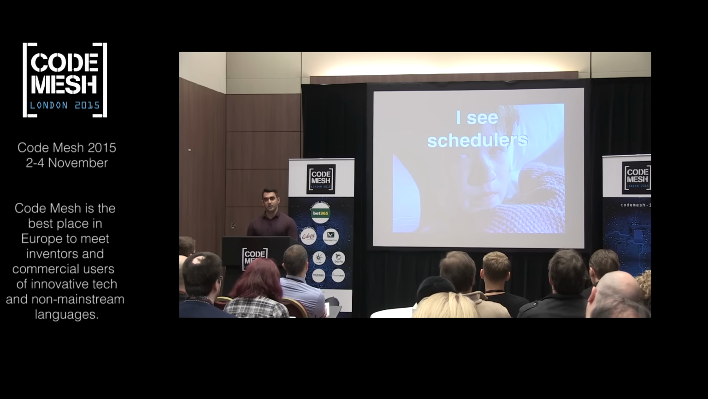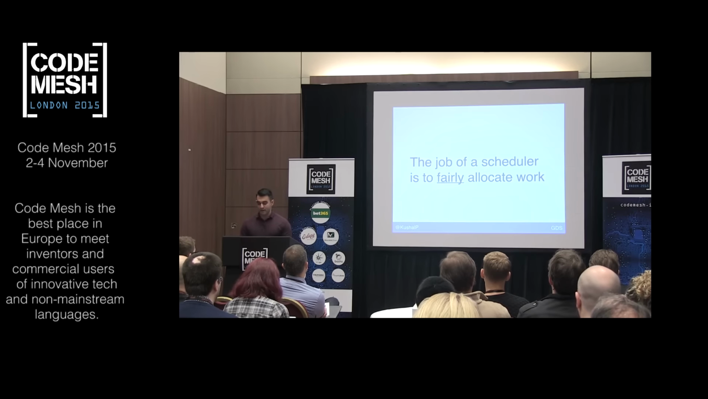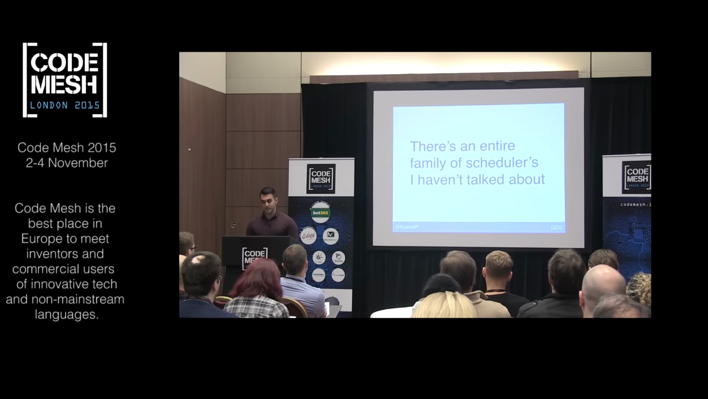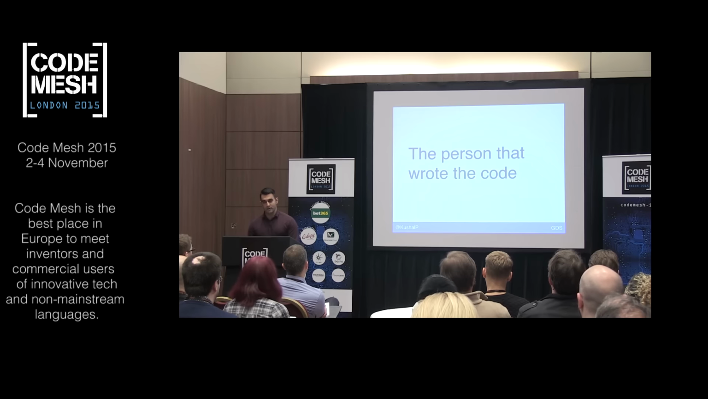And maybe you start to agree with me, and maybe you don't, that's okay. But the job of a scheduler is to fairly allocate work. There's that word fair. But there's a scheduler that I've missed. There's an entire family of schedulers I haven't talked about. There's the person that wrote the code, and they schedule their own time. They probably have their own algorithm, Pomodoro, brute force, time constraint, whatever it might be. There's the person that planned the work, and they would have their own fair approach based on their own objectives.